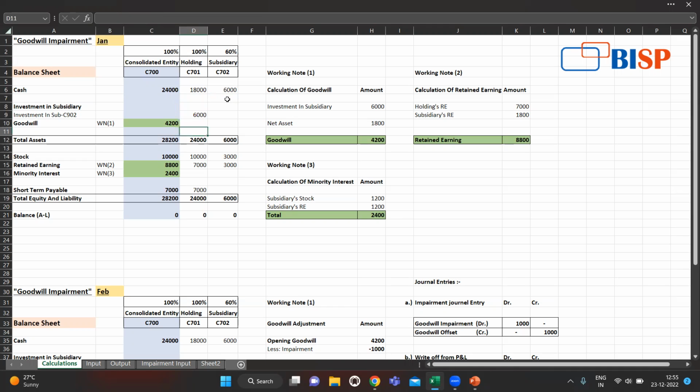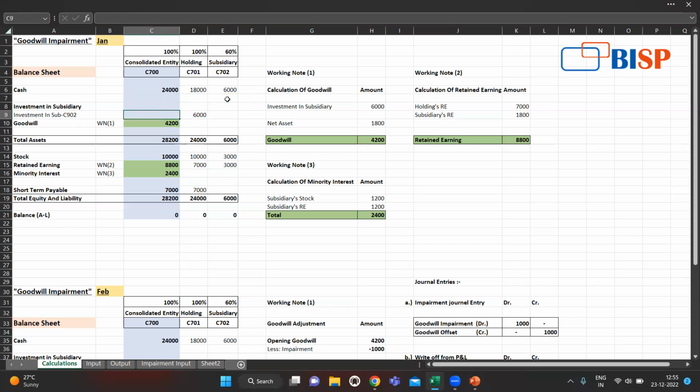That is only for the asset part, and for liability we have stock, and in the subsidiary we have 3,000 stock, and we have retained earnings as well for the current period, that is 7,000 and 3,000 in the subsidiary. And we have short-term payables only for the holding at 7,000. So as you can see, the balance sheet is balanced, and let's see what figures we are getting at the consolidation level. The cash will sum up to 24,000, that is 18,000 plus 6,000.